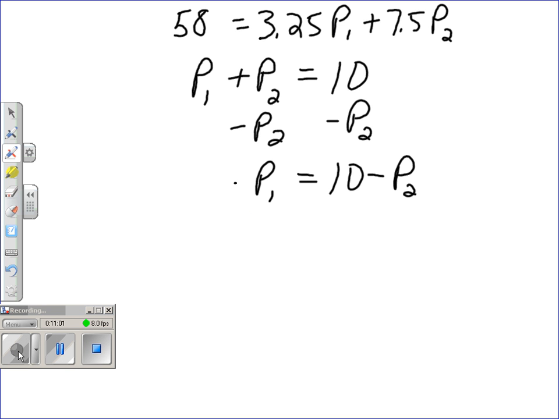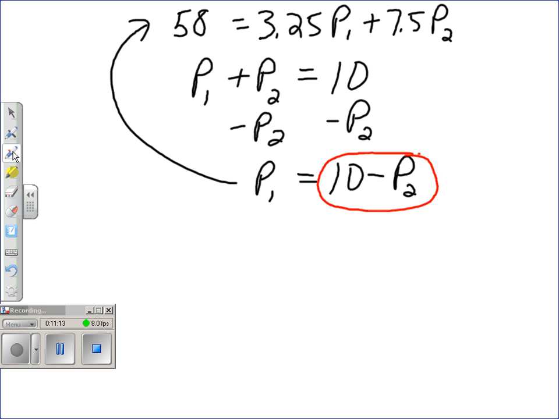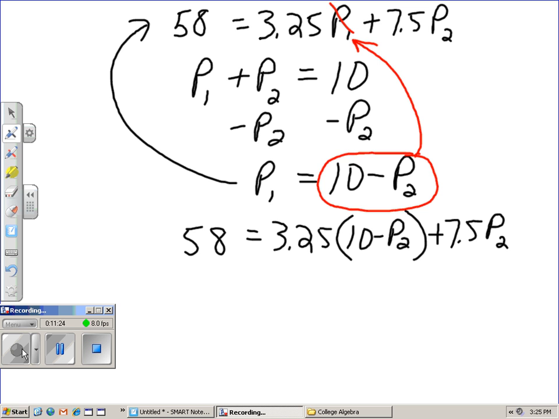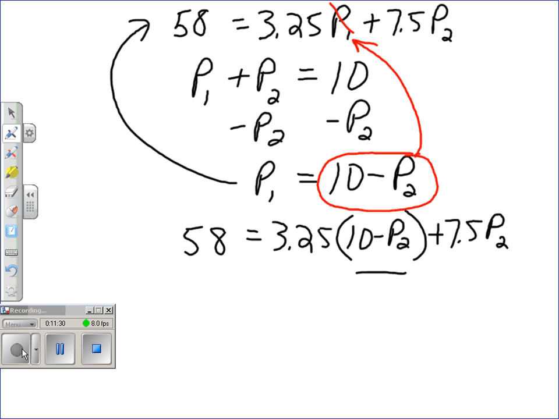Okay, so let's go back to where we got stuck. We got stuck right there because we had two variables. Since we know that P sub 1 is the same thing as 10 minus P sub 2, I'm going to take out that P sub 1 and put in 10 minus P sub 2. Now it looks like this: 58 equals 3.25 times (10 minus P sub 2) plus 7.5 P sub 2, and the rest is just algebra.